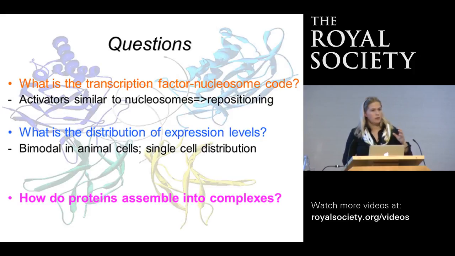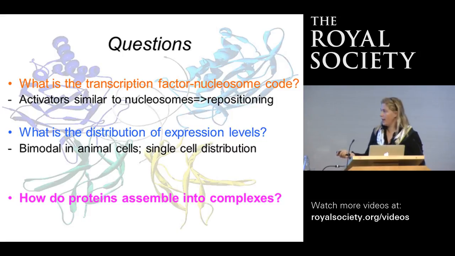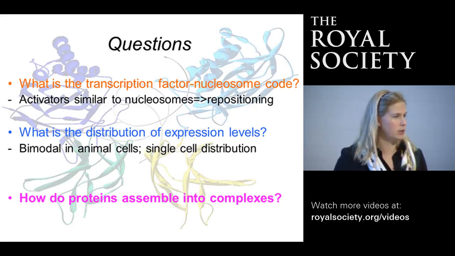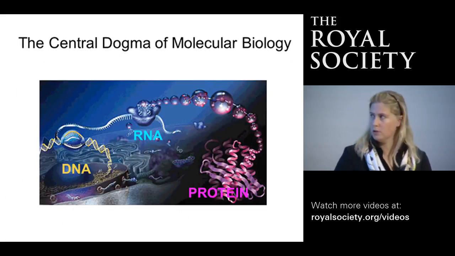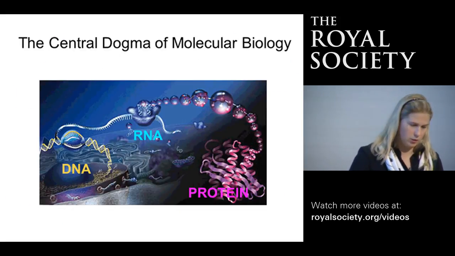Okay, so I've talked about DNA and proteins sitting on top of DNA. I've talked about RNA and the gene expression levels. And finally, I want to tell you about some very exciting work that's going on in my group at the moment, looking at how proteins assemble into complexes. So this is where we started off in the talk, when we saw these colorful complexes of proteins binding to each other. So we're now in this section.